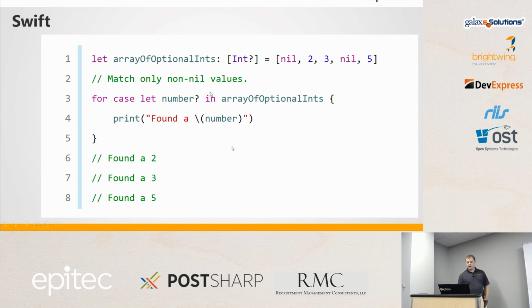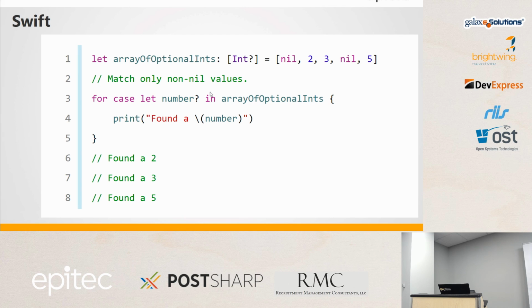What that question mark does is it pattern matches on non-nil values. So I don't have to have a nil check anywhere else or a null check. If I run this code, it will print out found a 2, found a 3, found a 5, and skip over the 2 nils.